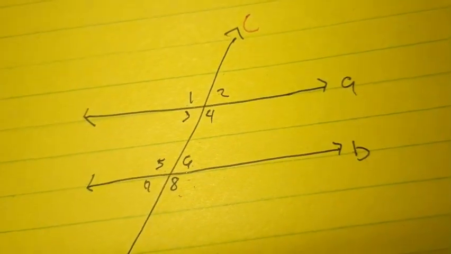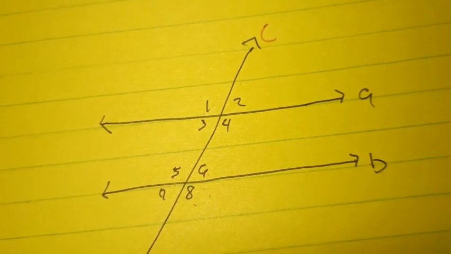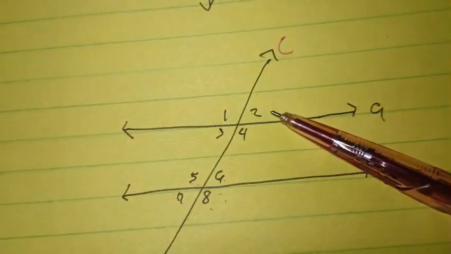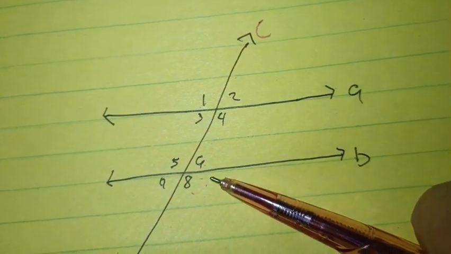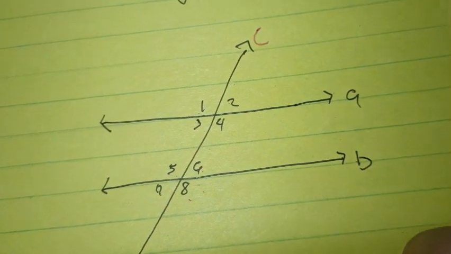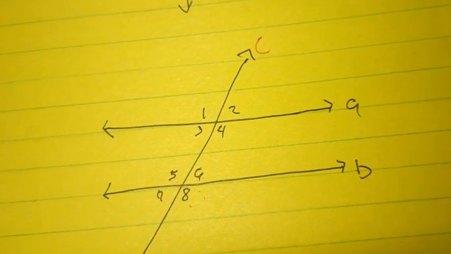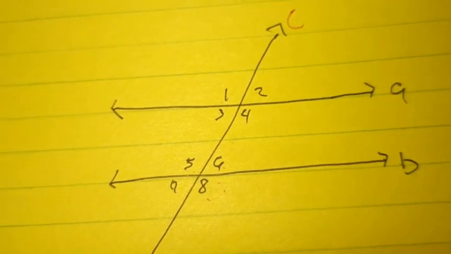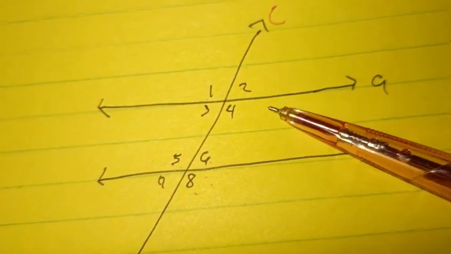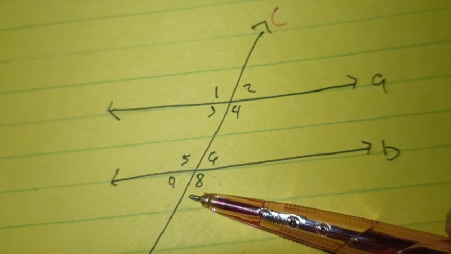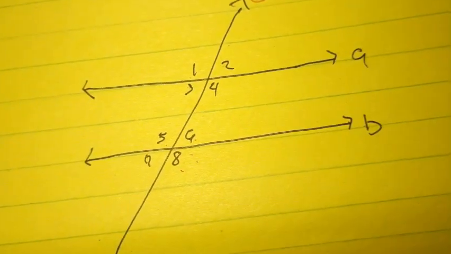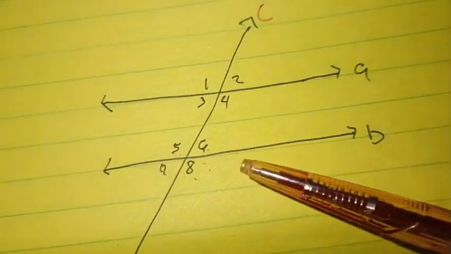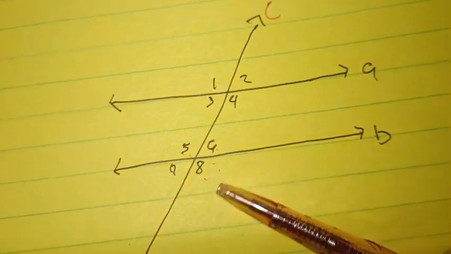They're in the same position on the parallel lines in relation to the transversal. If you look at 2 and 6, they're both on the right side of the transversal and they're both above the two parallel lines. Also, if you look at 3 and 7 on the left side of the transversal, they're both below the parallel line. So they're in the same position on the parallel lines. In this case, they're both below and they're both on the left side of the transversal.